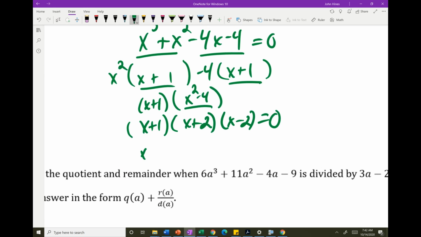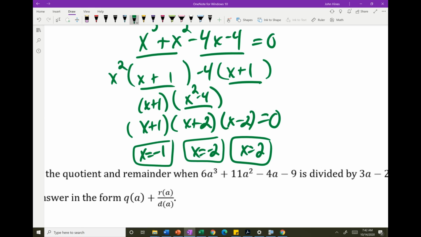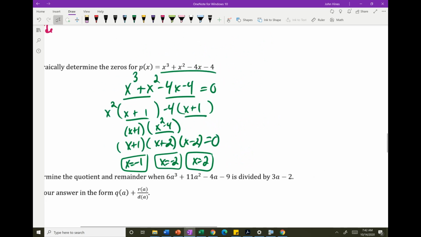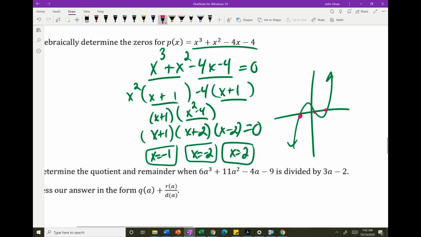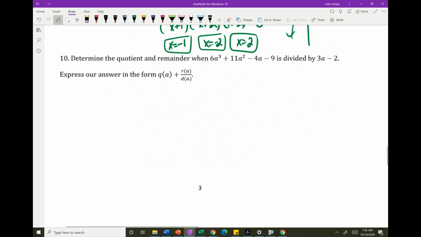So my zeros are -1, -2, and +2. Those are my zeros because I got my factors. And again, you could look at your graphing calculator and go to your table, or you could see where this polynomial hits the x-axis. It hits it 3 times at -1, I messed that up, -2, and +2. So again, you should know how to do this algebraically, but you should also know how to do it on your calculator.